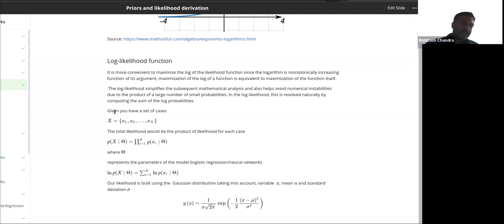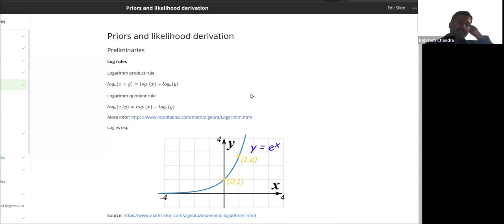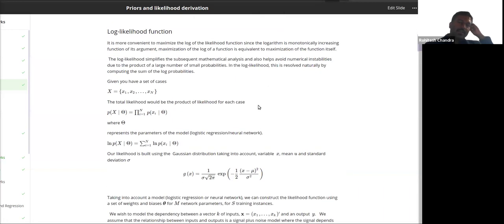If you have a set of cases, your data, the total likelihood will be the product of the likelihood for each case. Let's think about this from the linear model example. You have each data point, or each instance in the data. For example, in the iris classification case, you have 150 data points, and for each of them you would need to calculate the likelihood. The likelihood would be the product of all, so you'll have 150 probabilities that you are multiplying with each other.